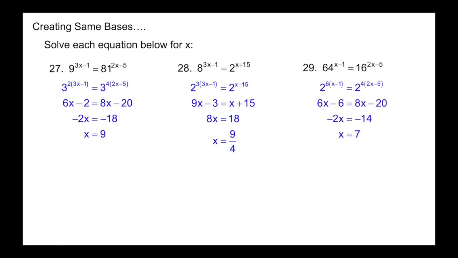What I'm showing here is a base of 2. 2 to the 6th power is going to give me 64, and 2 to the 4th power is going to give me 16. Here I'm distributing in this 6, and here I'm distributing in this 4, giving me this right here. From there, if I subtract over 8x, I'm getting negative 2x. If I add over the 6, I'm going to get negative 14. Finally, if I divide both sides by negative 2, that's going to give me 7.